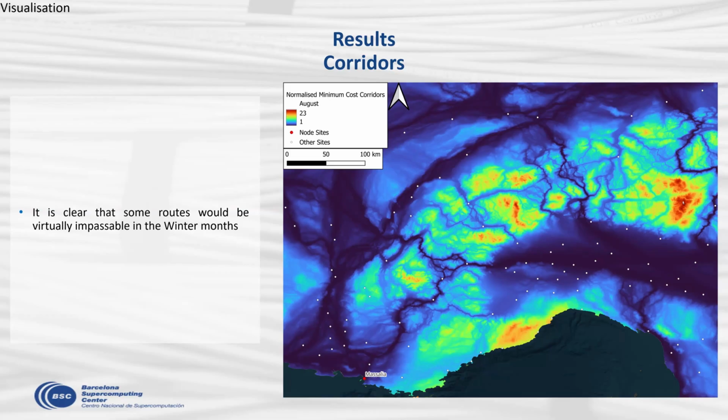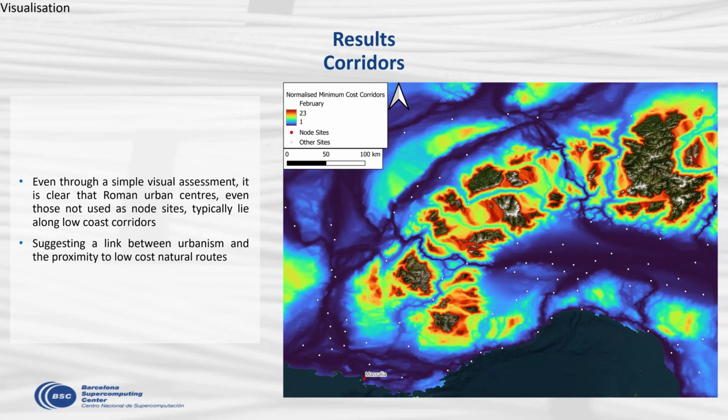But then if we switch to the exact same place in February, you see it changes. We still have these corridors, especially where the cities are, so these are still accessible. But much bigger chunks of it are essentially impassable at this point, or certainly much higher cost.